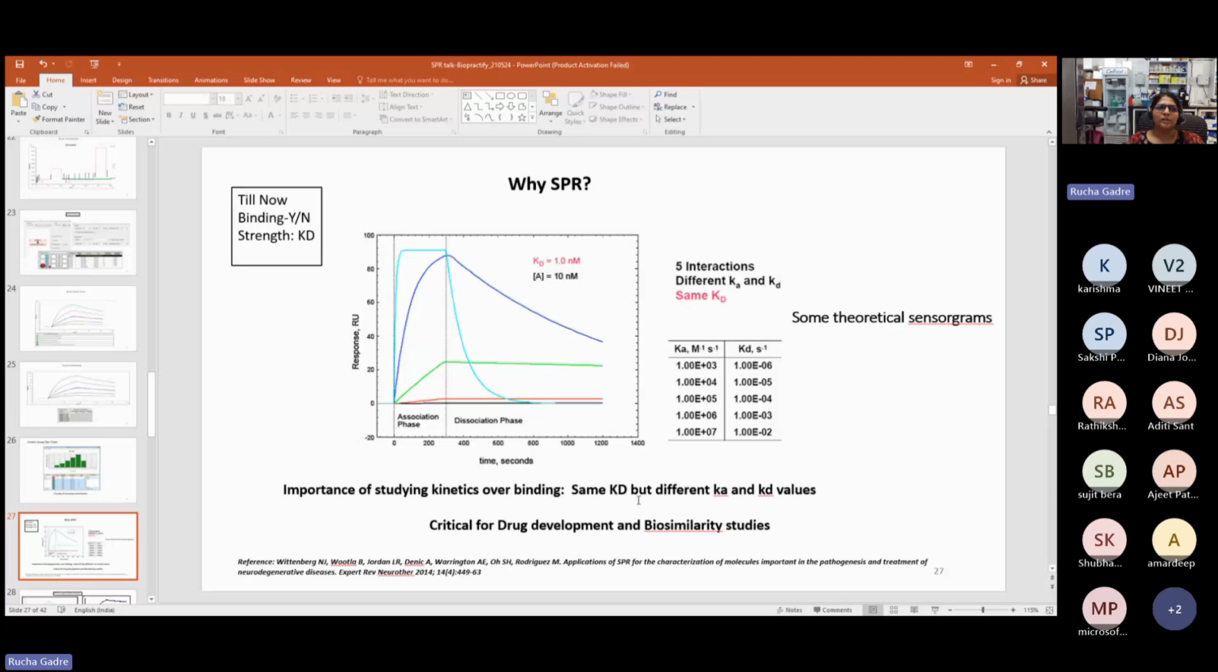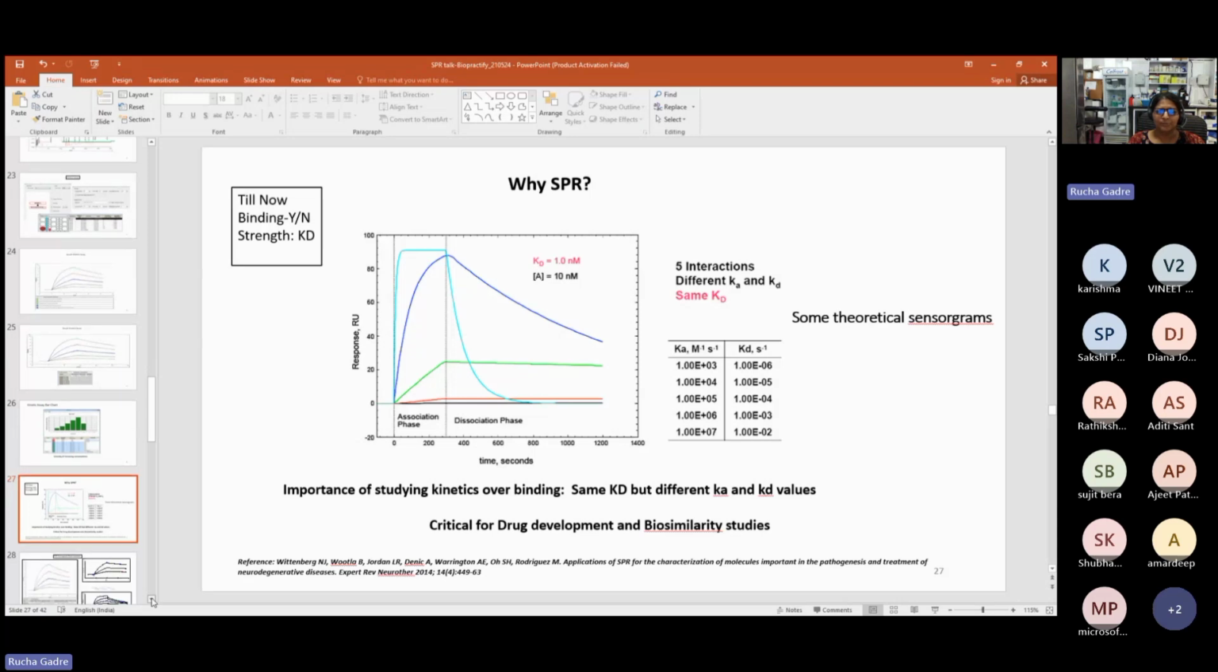For example, if you are studying a sleeping pill, in that case, you would want to have an optimum association and an optimum dissociation. You would not want it to be binding and not coming off, or coming off very late, or coming off very fast. So this information is very important. And if you are studying a biosimilar, in that case also, this information is very crucial, the rate of association and the rate of dissociation.